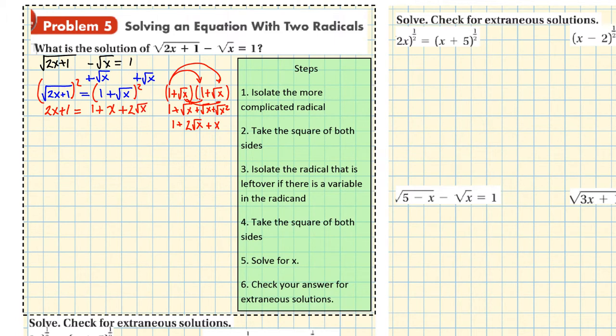What we're going to do next is exactly what we did before. We're going to isolate that radical until we only have the square root of x on one side of the equation. So let's go ahead and do that.